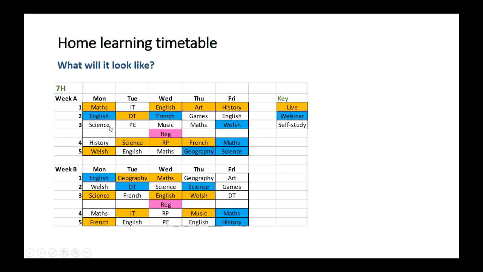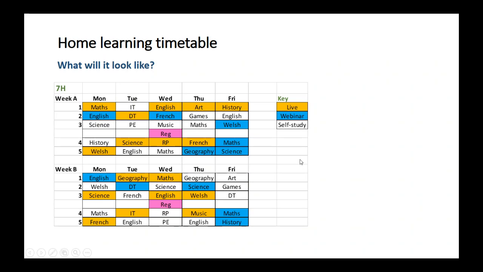Period 3 is a self-study science period. During this period, pupils should carry on with any science work that they've been set, which will be available via Google Classroom. Similarly for period 4, which is a history lesson, and then period 5 is a live Welsh lesson. Again, the student will have to log into their Google Classroom and join the live Welsh lesson.